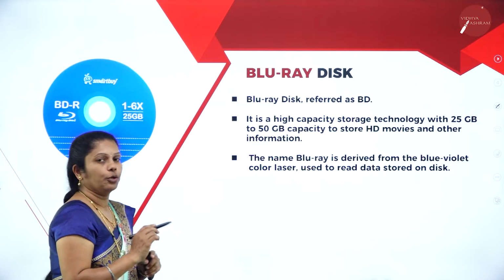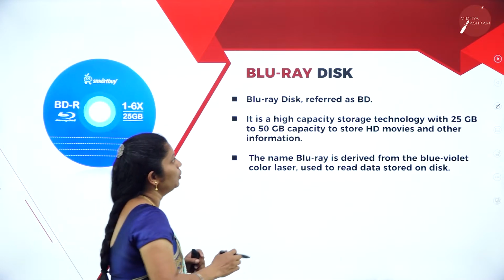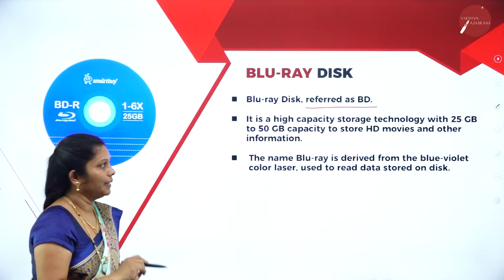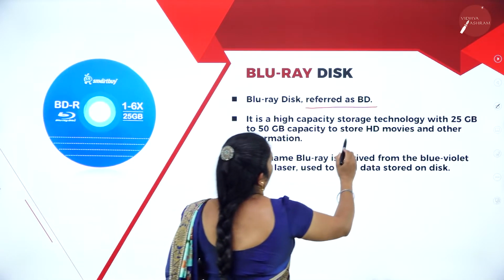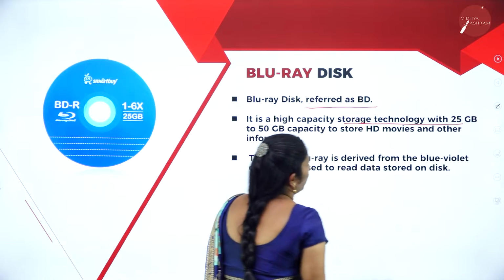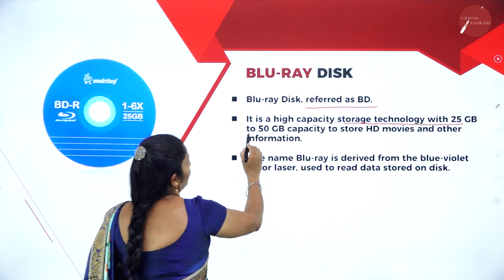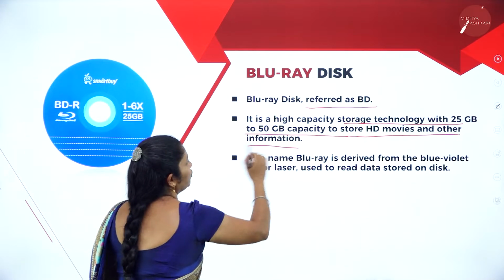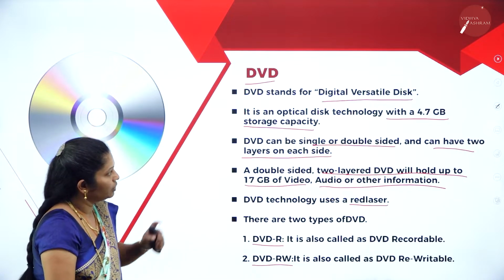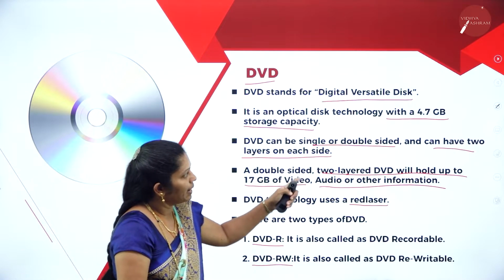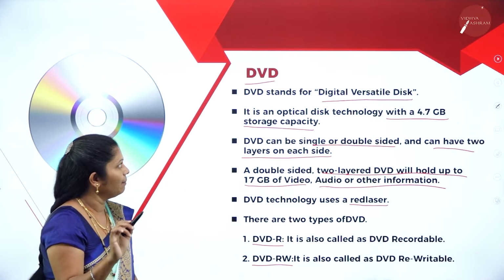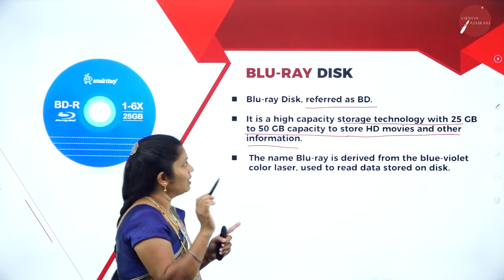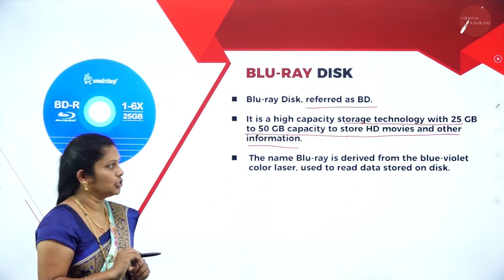Next, we'll discuss Blu-ray disc, referred to as BD. It is a high-capacity storage technology with 25 GB to 50 GB capacity to store HD movies and other information. When you come to DVD, the capacity is 4.7 gigabytes. But Blu-ray disc can store 25 GB to 50 GB.